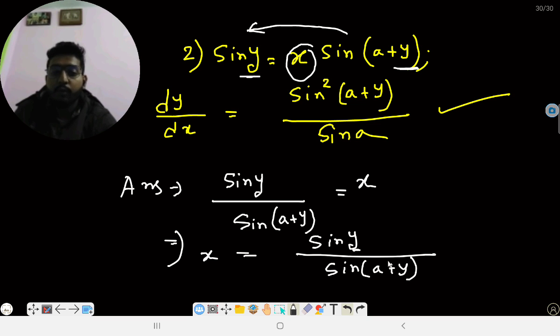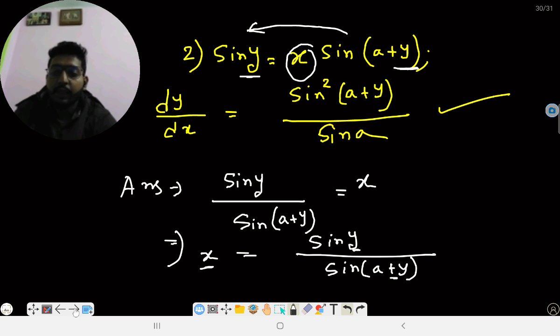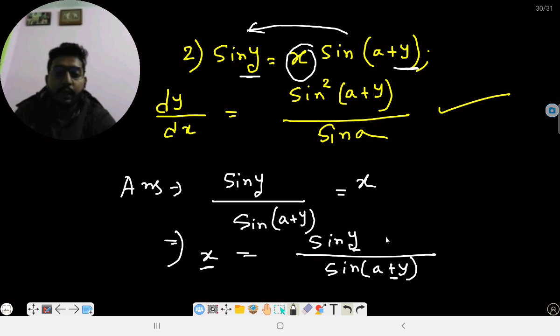Now here you can see the right hand side is y and the left hand side is x. So now we will differentiate with respect to y on both sides. So on the left hand side you can see there is x, so that will be dx/dy equals, now on the right hand side you can see this is again u by v form. This is u and this is v.